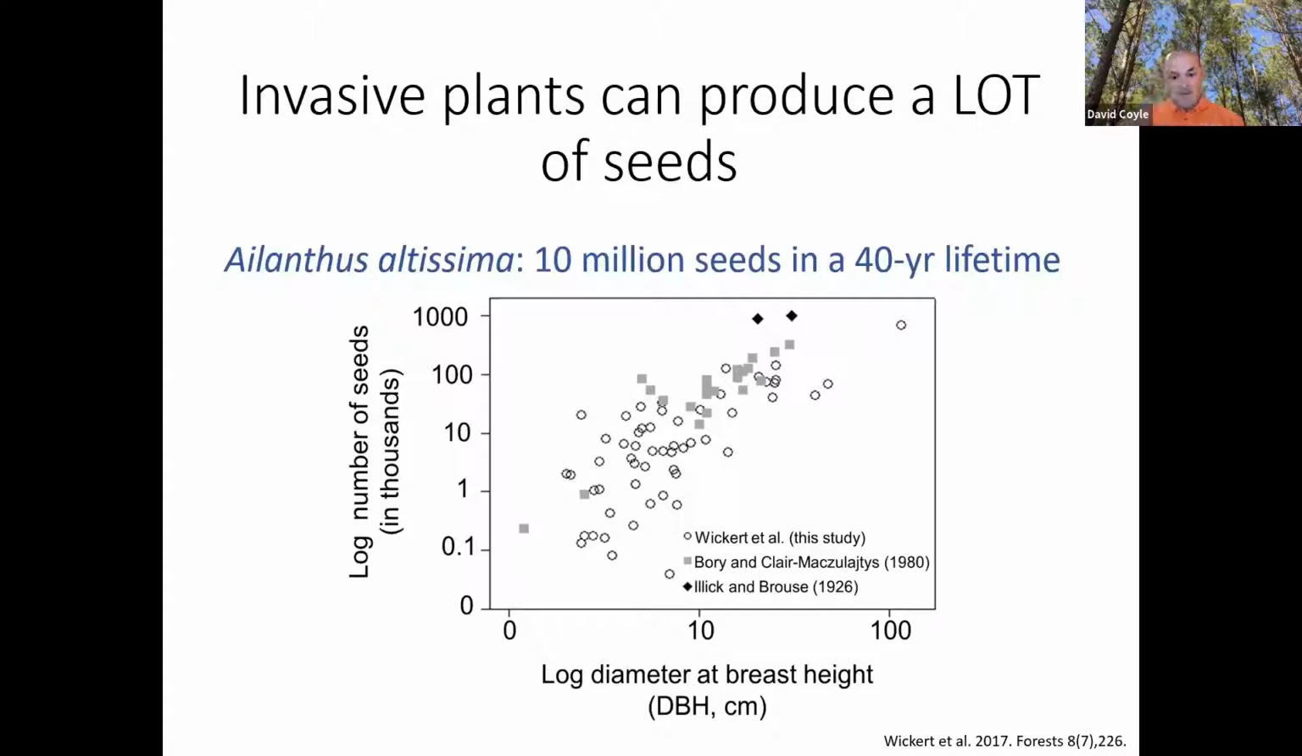And so what that means, if their seed viability, which they've also measured, is about 65%, is that in a 40-year-old tree, you're looking at 6.5 million viable seeds in their lifetime, which is just an incredible amount of seed propagule pressure going everywhere, right? Because then those things get blown around. This is just one invasive plant. There are lots of invasive plants that are very heavy seed producers, just like these.